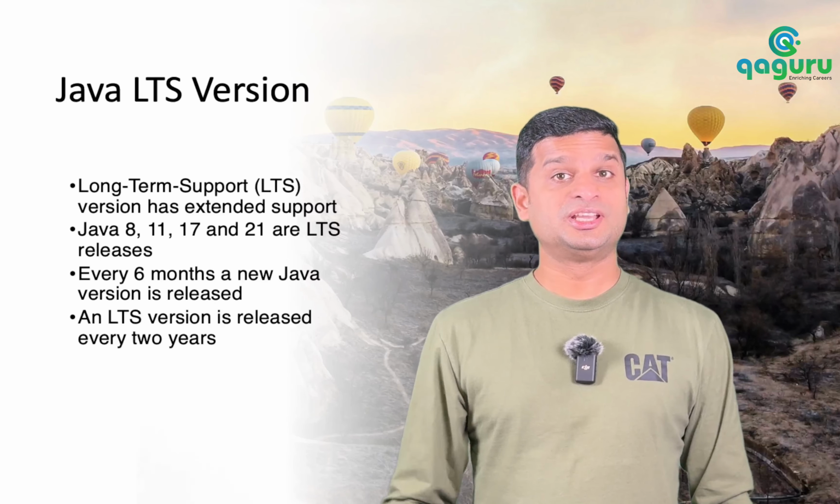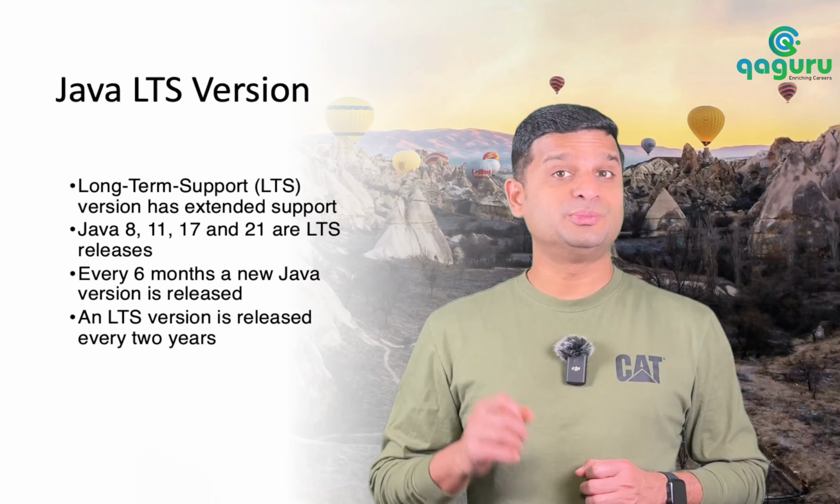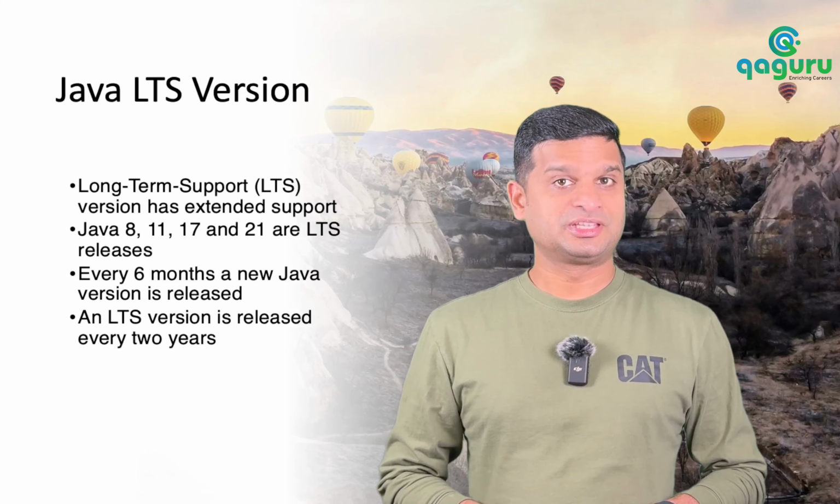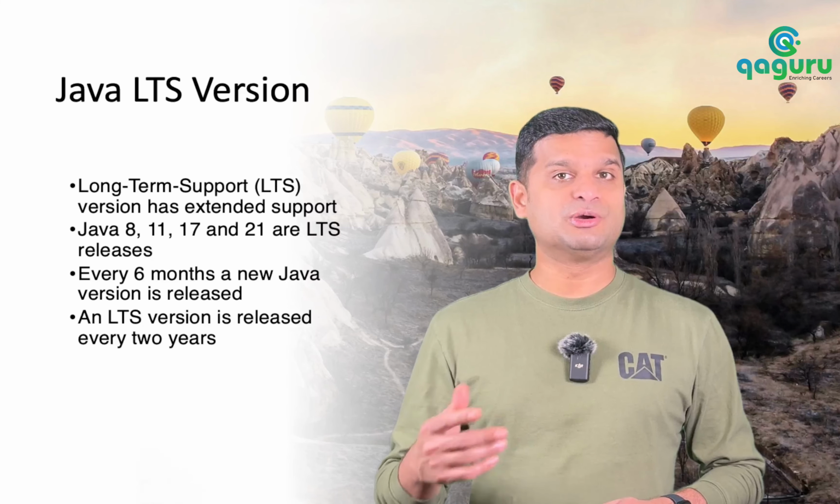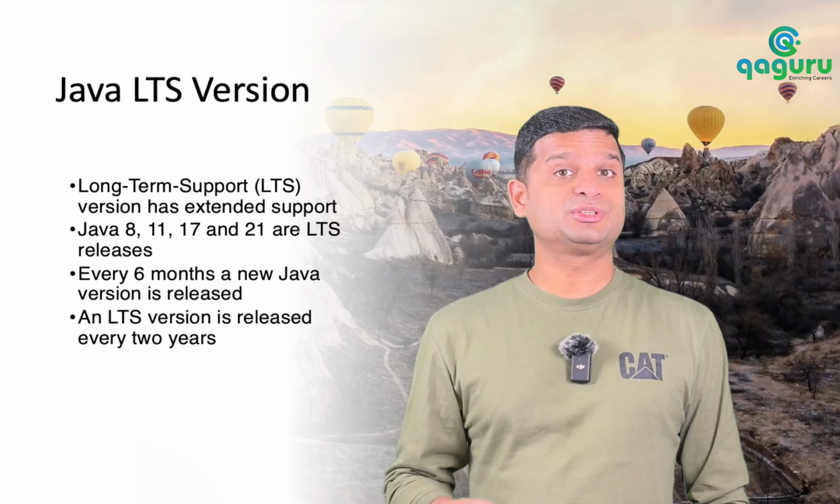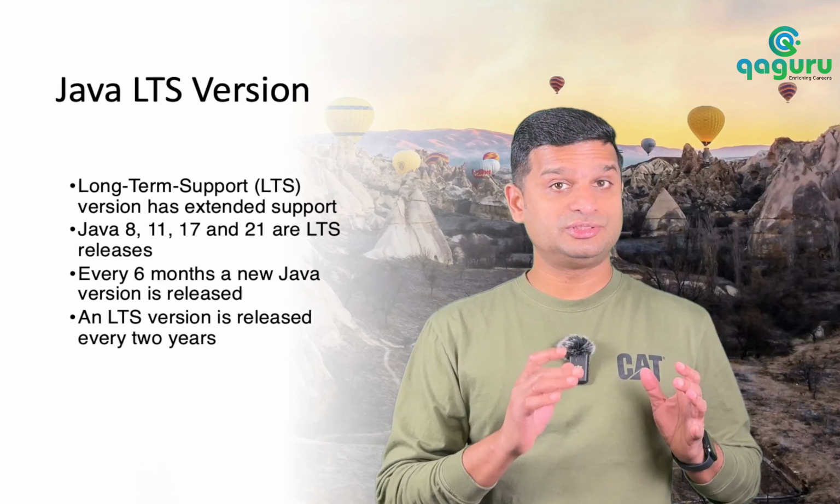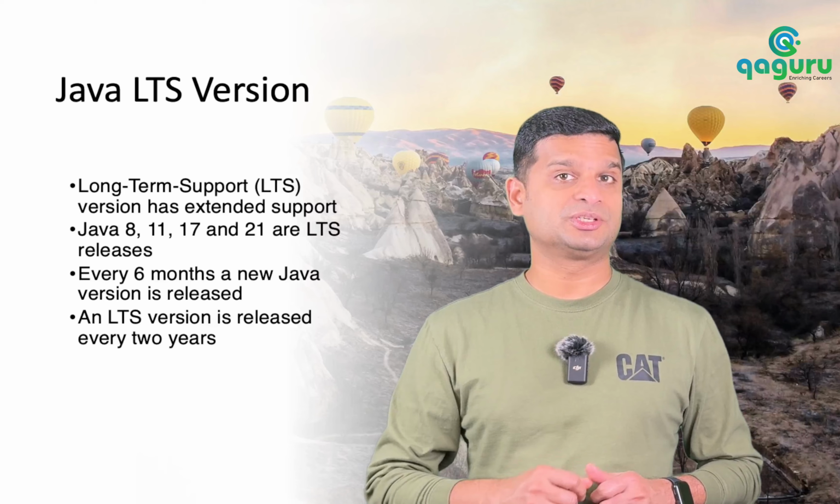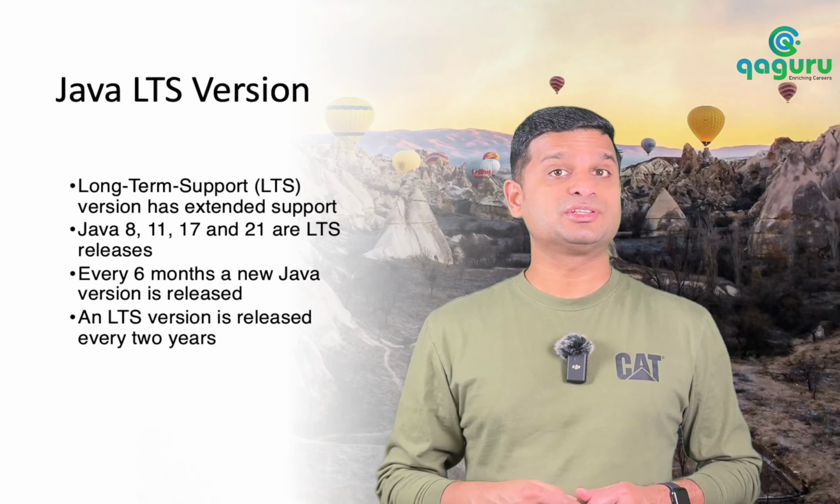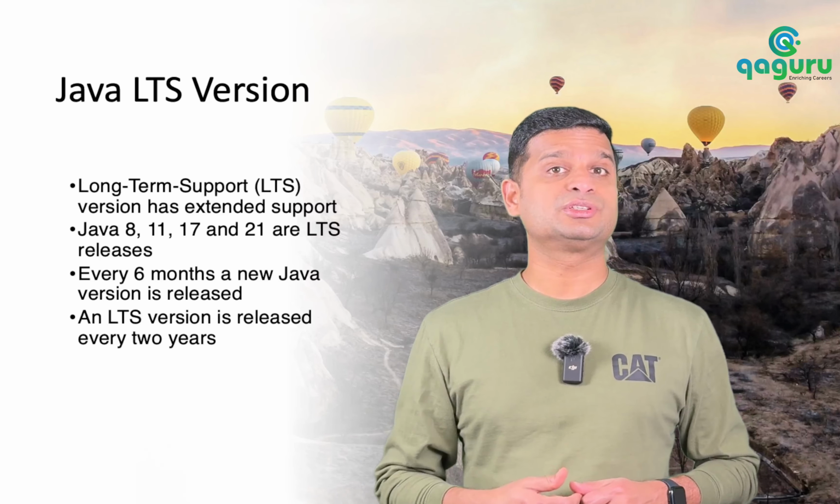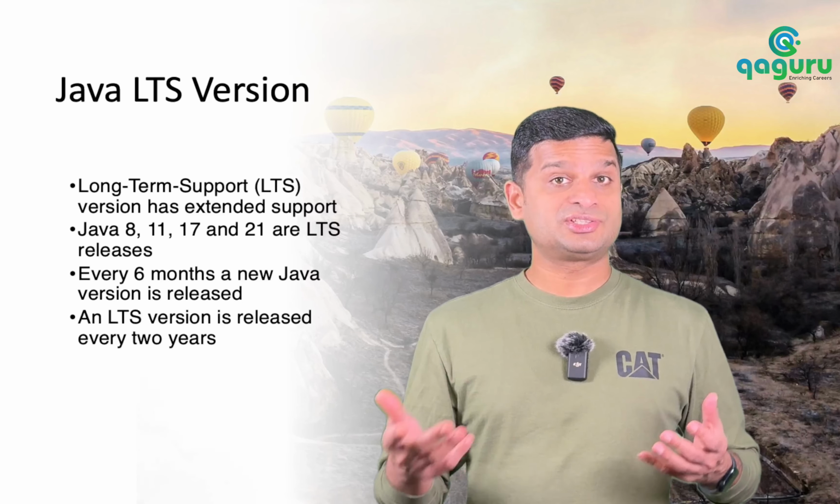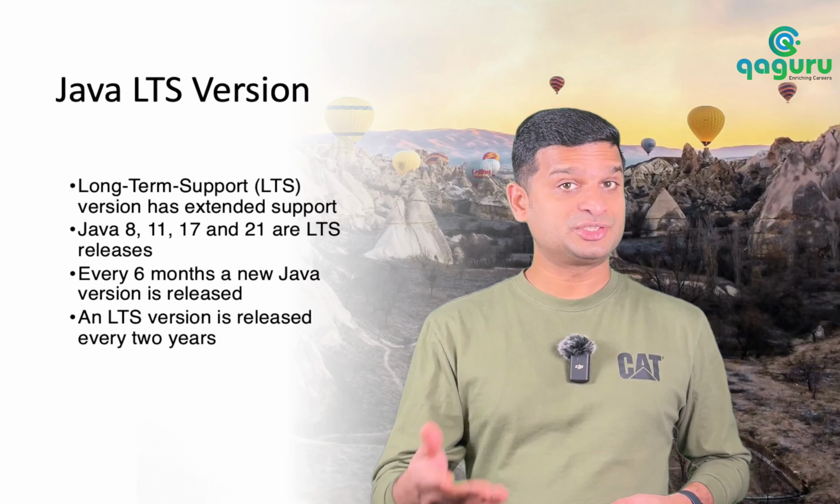Now we know that we need to install JDK in your machine for programming. But which version of JDK will you download? The latest version of Java at the time of recording of this video is version 21. Every 6 months, Oracle releases a new version of Java. So should I change the Java version every 6 months?